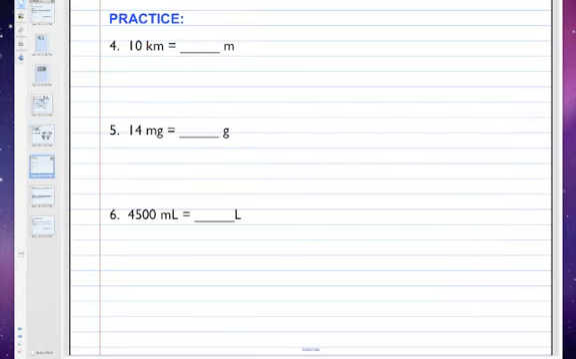I want you to solve problems 4, 5, and 6 in your math notebook. Remember to use your unit rate chart to help set up the proportion, and then use cross products to find the missing term. Press play when you're ready to see the work.